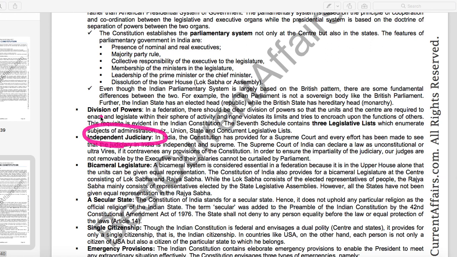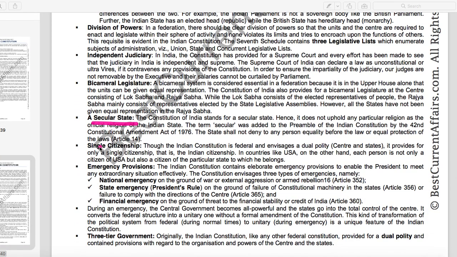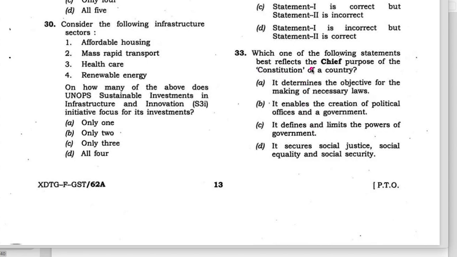independent judiciary, division of powers, 3 legislative lists, secular state, single citizenship, emergency provisions, 3-tier government. So therefore the chief purpose of the constitution is that it defines and limits the power of the government. Therefore C is the answer and this question is solved.